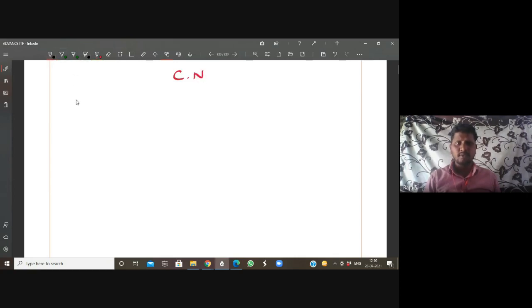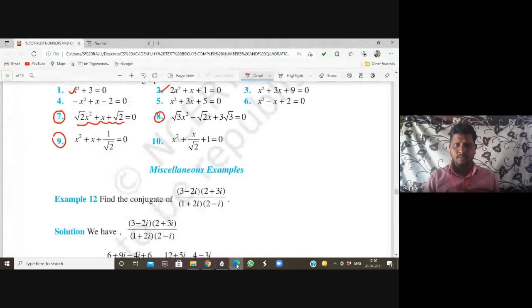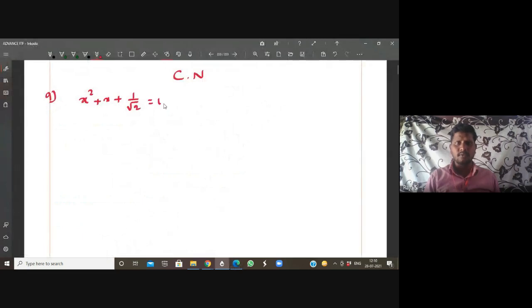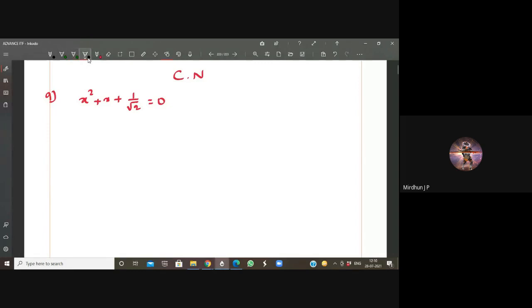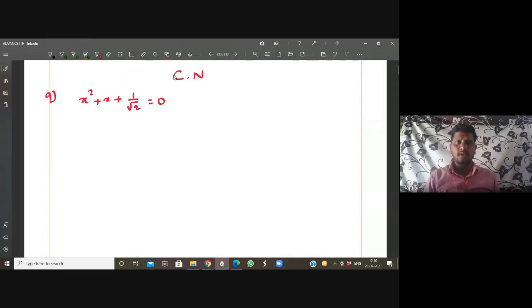Complex numbers, ninth one. So what is the equation? X square plus x plus 1 by root 2 is equal to 0. That's all. Right, students? And take LCM denominator, sir. Take LCM. You can take LCM, or else we'll do directly also. I'm going to do directly. If you want, you can take LCM.